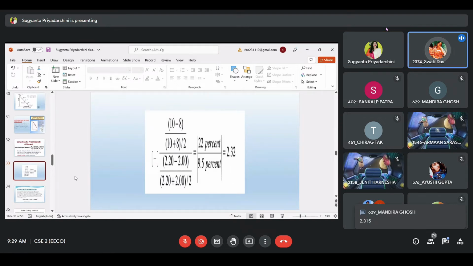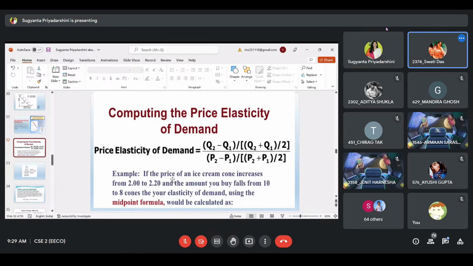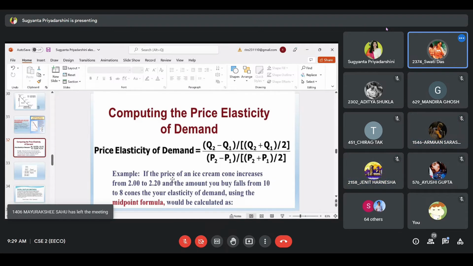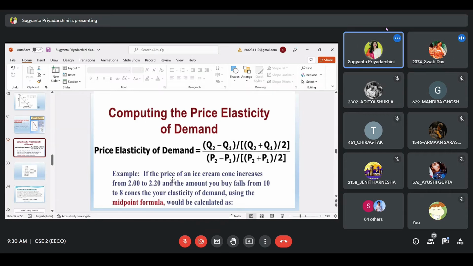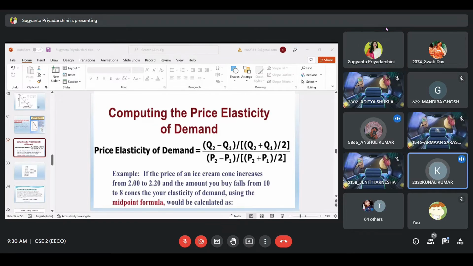Ma'am, can you show the question again? Sure. Ma'am, I took Q2 as 10. I mean, Q2 as 8. That's why I got the wrong answer. Okay, got it? Yes, ma'am. Ma'am, here Q2 should be 8, right? Q2 will be 8, the second quantity, right? So it will be 8.